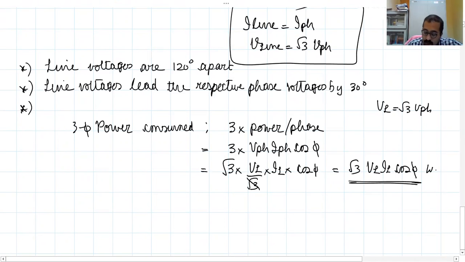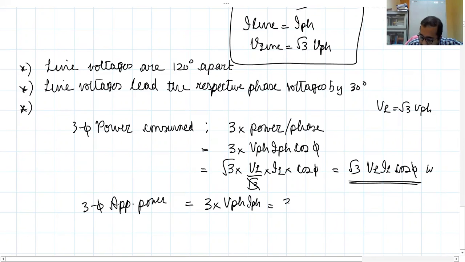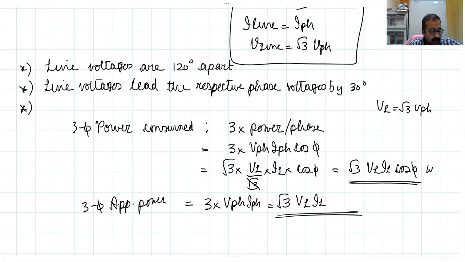Similarly, if you are asked to find the three-phase apparent power, how will you find it? 3 into VPH IPH. Again, you will get √3 VL IL. So this is how voltages and currents are related in a star connection. Now let us take up some examples.